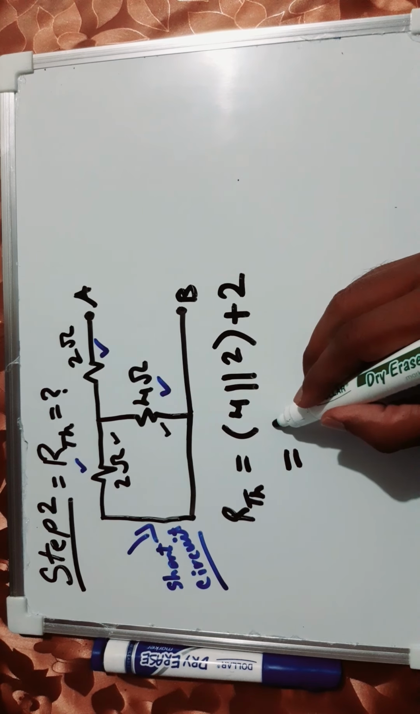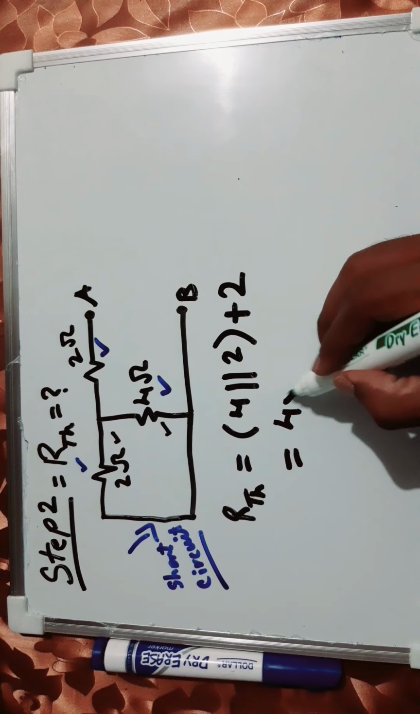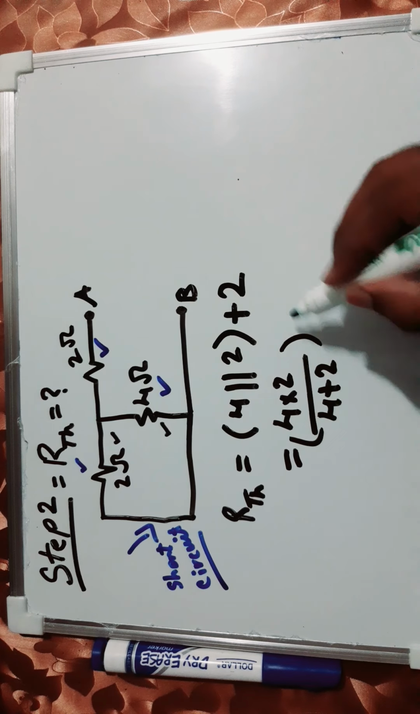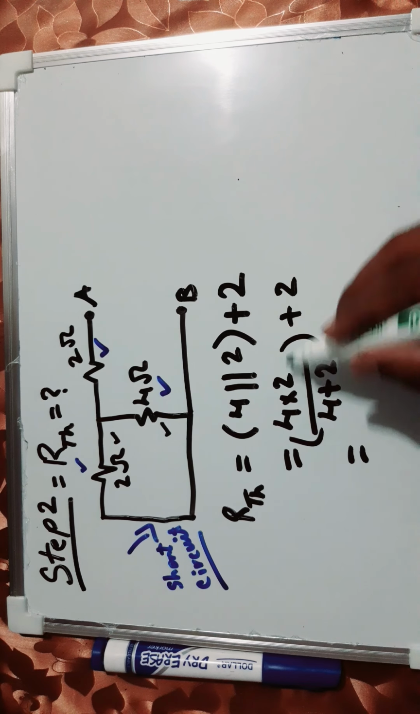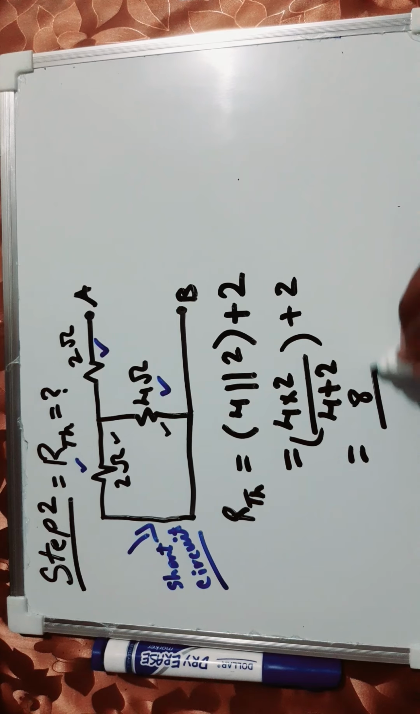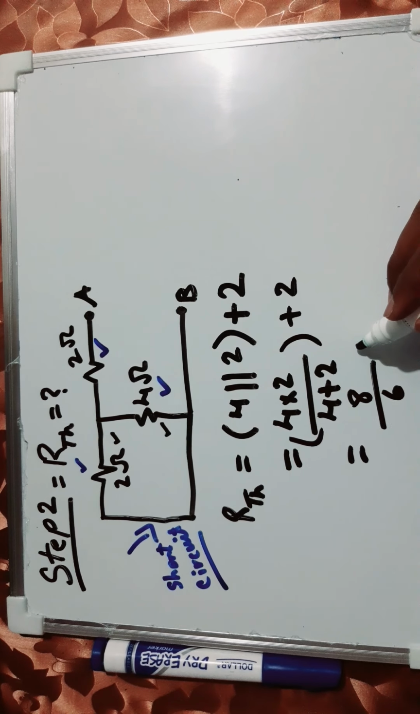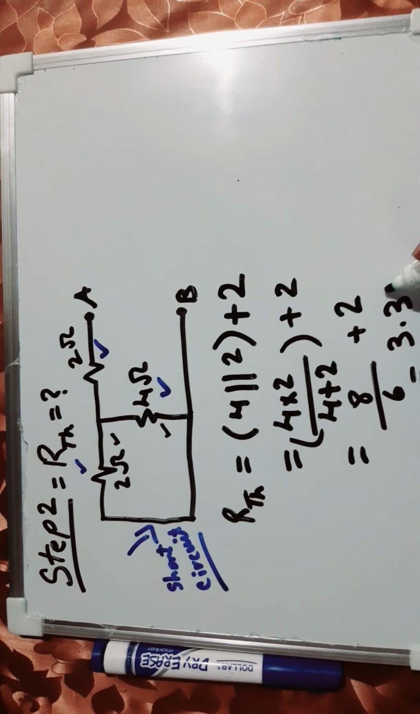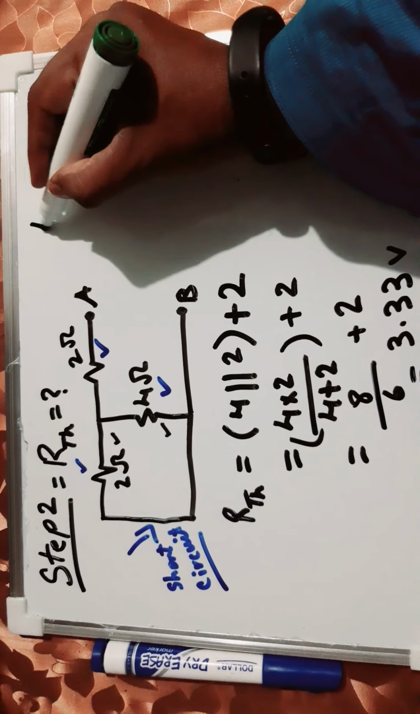So how we will find this? 4 into 2, over 4 plus 2, plus 2. 8 over 6, plus 2, which is equal to 3.33 ohm.